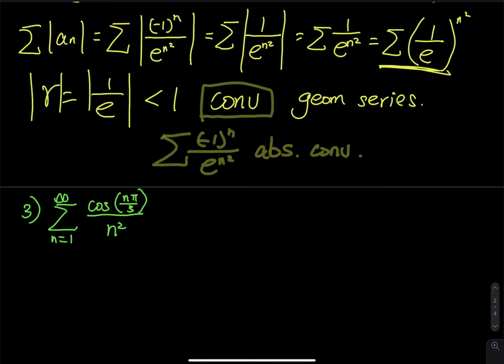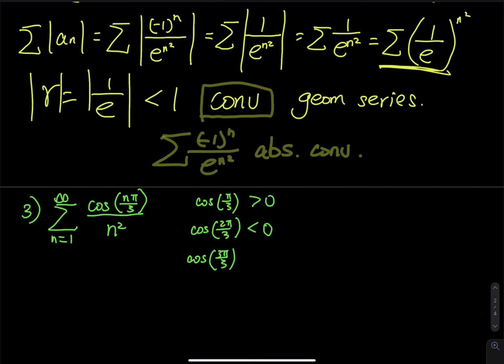Oh, by the way, is this an alternating series? When n equals 1, cosine of pi over 3 is in the first quadrant, so x is positive. When n equals 2, cosine of 2 pi over 3 is in quadrant 2, so x is negative. When n equals 3, we have cosine of 3 pi over 3, which is cosine of pi.